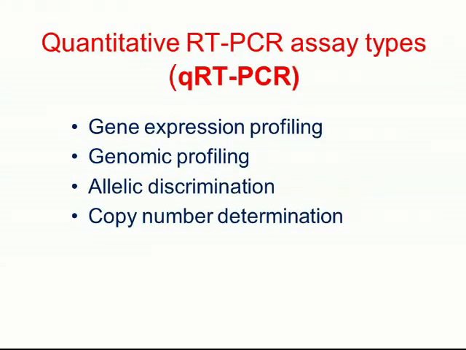In genomic profiling assays, the genome is analyzed for duplications or deletions. Allelic discrimination assays can detect variations down to a single nucleotide level. Lastly, viral titer determination assays are not often used in anatomic pathology practice and basically quantify viral copy numbers in samples, as the name implies.